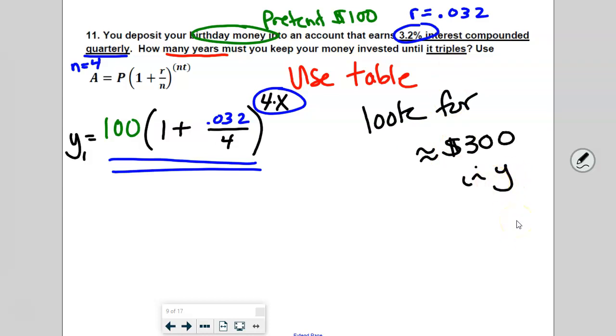And again, I don't have this done. So let me hurry up and do that. So what do we have? $100. Oops. 1 plus 0.032.